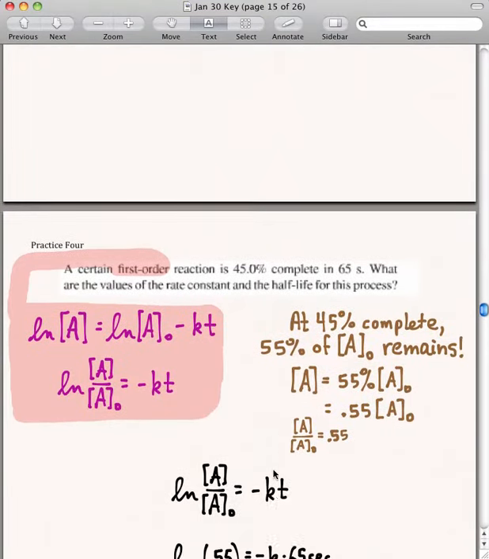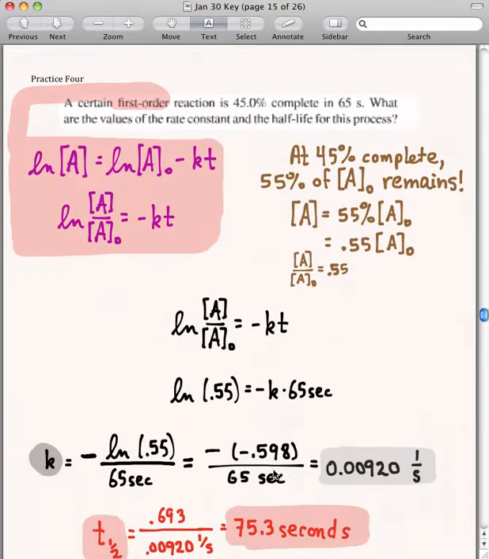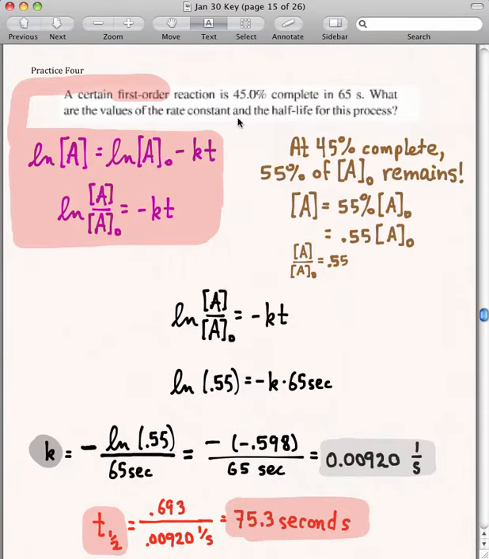Alright, we're getting somewhere. And this one, they tell me it's first order, and they tell me at 65 seconds it's gone 45% to completion. But that does mean there's 55% still unreacted. So my concentration at this particular time, 65 seconds, is 55% of what it used to be. 45% of it has been changed, depleted, or gone into something different.